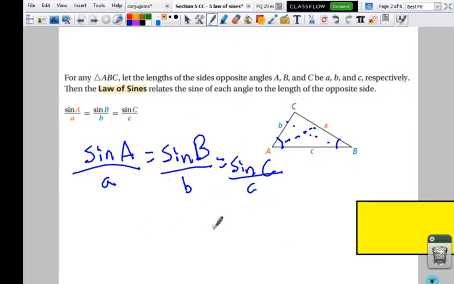Basically what this means is, as long as I have an angle and its opposite side, I can find pretty much anything else in this triangle by using the law of sines, just by setting up a proportion. We've done this before. You remember when we did scale factor and that kind of thing? Same idea. So sine A over a equals sine B over b equals sine C over c.